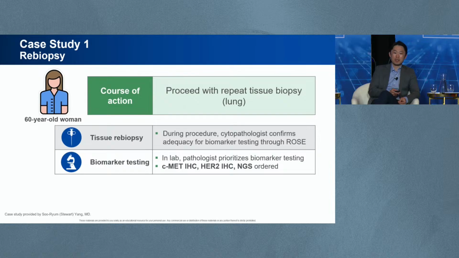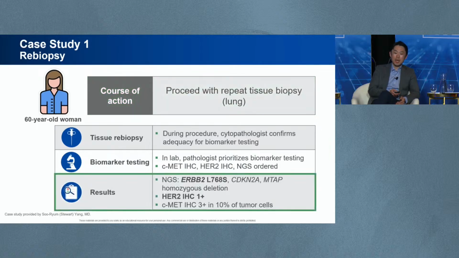During the tissue biopsy, the cytopathologist was present in the operating suite to assess the adequacy of biomarker testing through rapid on-site evaluation, which is really helpful to get adequate material. Then in the lab, when the specimen came in, the pathologist understood that we needed to prioritize biomarker testing. So we did c-Met IHC, HER2 IHC, as well as NGS on this sample. Everything was sent up, and now the results have come back.